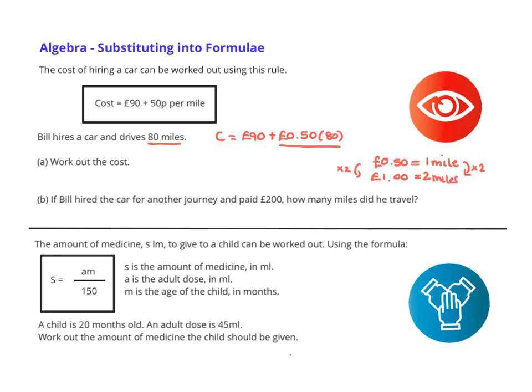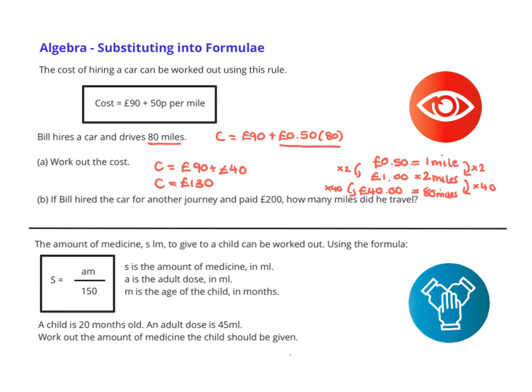Now I need to scale that up to 80. How do you get from 2 to 80 miles? You times by 40. And so if I do that on the other side as well, I'll find out that travelling those 80 miles added an extra cost of £40. So I'm going to substitute that in, and therefore just to work out Bill's final bill or cost, I'll add those two values together and the cost is £130.